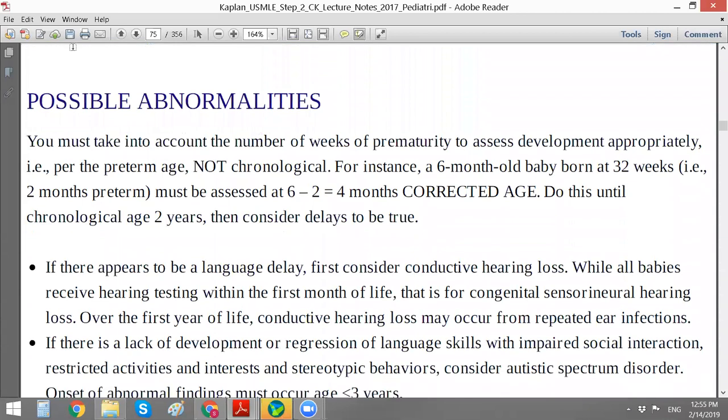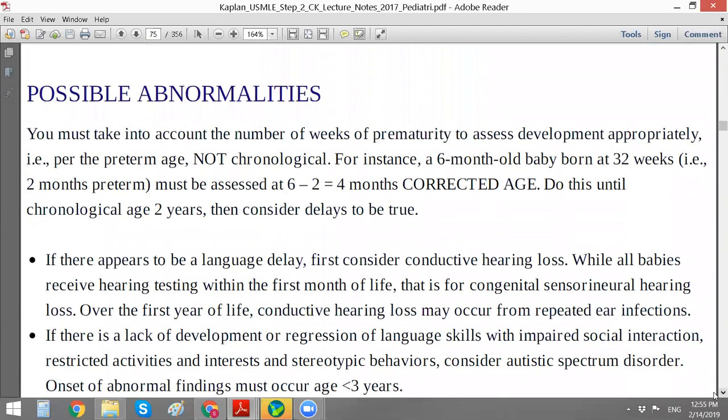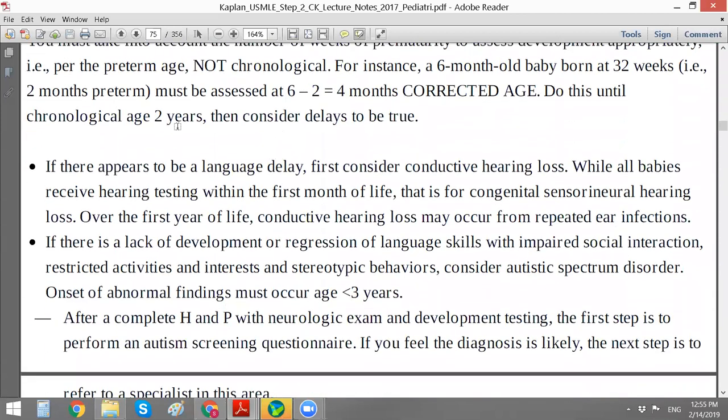Possible abnormalities. You must take into account the number of weeks of prematurity to assess development appropriately. That is, use the preterm age, not chronological. For instance, a 6-month-old baby born at 32 weeks, that is 2 months preterm, must be assessed at 6 minus 2, 4 months. We do this until 2 years of age, chronologically.